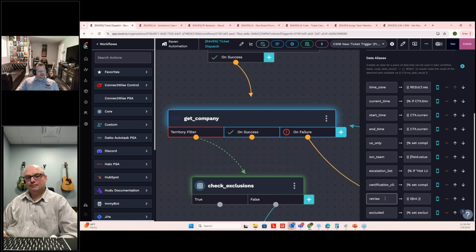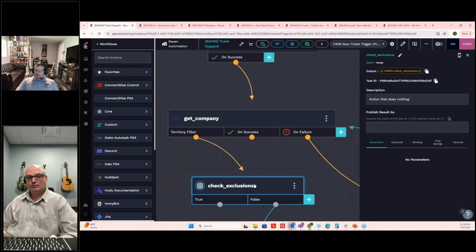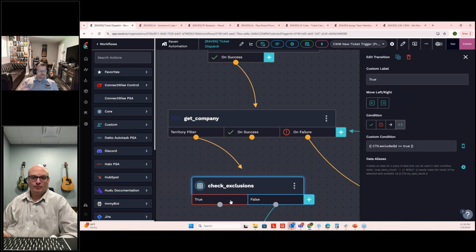We have functionality for exclusions. If you have clients that should be excluded from this process, we have that capability. After we go through that company informational piece, we go into an exclusion piece where we check the exclusions. If they're excluded, cool. We end the process and do nothing else. The ticket's there for your actual humans to look at and handle accordingly.